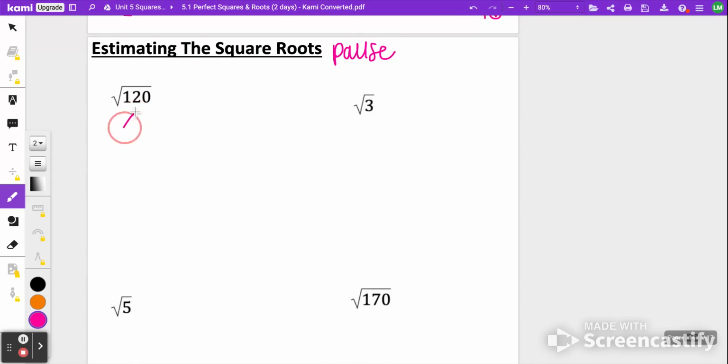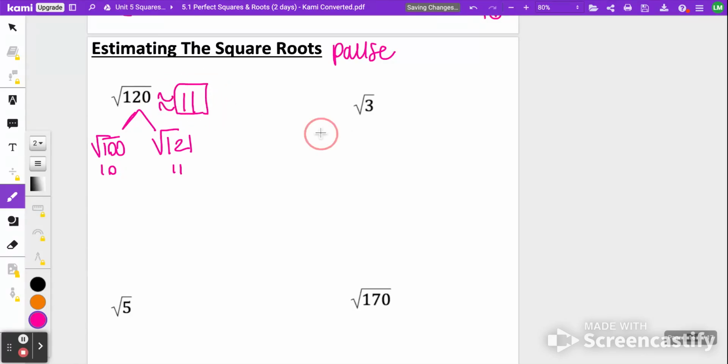All right, the square root of 120 is between 100 and 121. The square root of 100 is 10, and the square root of 121 is 11, and since 121 is closest to 120, we're going to say my approximation is 11.